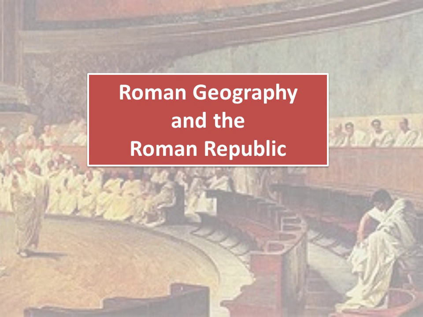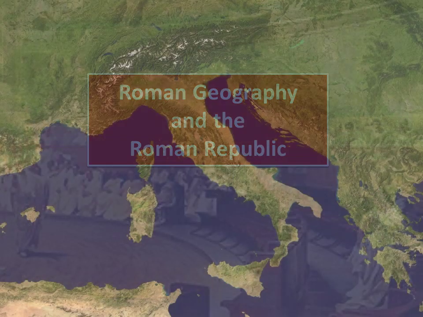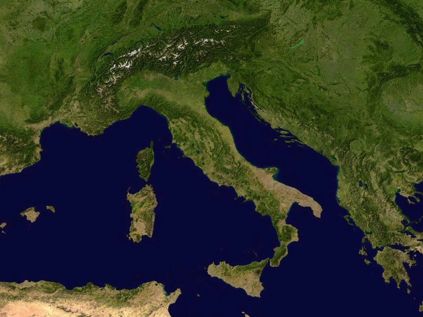This video is about the geography of Rome and the start of the Roman Republic. This is a satellite image of Italy. Italy is where the Roman Empire was centered. As you can see, it's a peninsula, just like ancient Greece, which means it has water on three sides. It also has a lot of coastline that goes along with the fact that it's a peninsula.